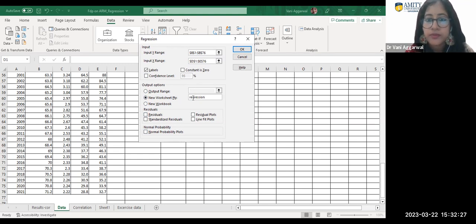Right. Now you can click on residuals. If you want residuals, you can click on line fit plots. You can play around with all these variables and check what other options are there. Okay, so for the time being, we are doing this. Tick on residuals, tick on line fit plots, and tick on normal probability plots.